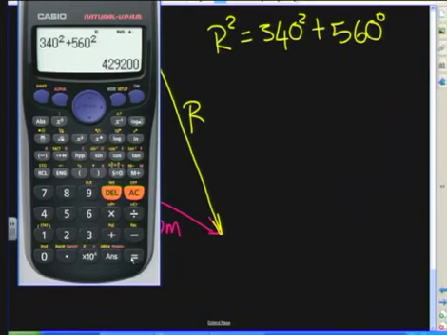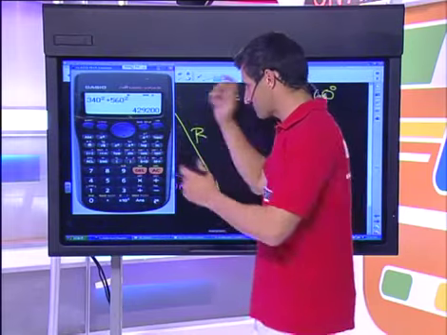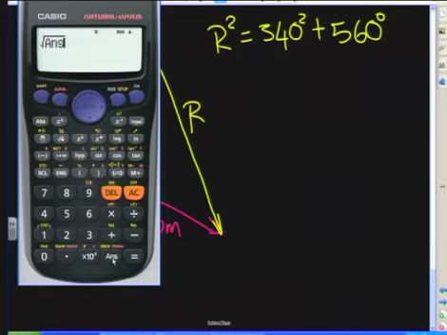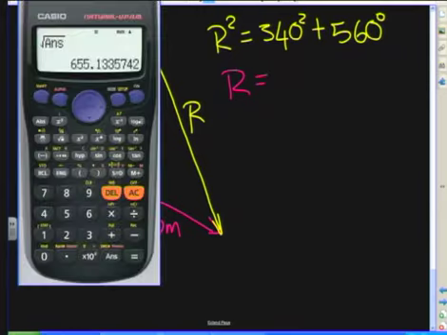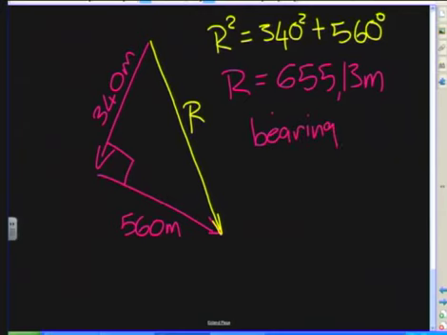But now, please don't forget, that's still your resultant squared. I did not move that far. There's no ways I moved that far. If I moved that far, I would have gone around the earth 10 times. Not happening. Let's square root my answer. So I square root my last answer, and there we go. 655. You can see that the answer is slightly different. So there we go. My resultant there is 655.13 meters. Now, once again, the bearing will still be correct, so we can say that our bearing is 130.